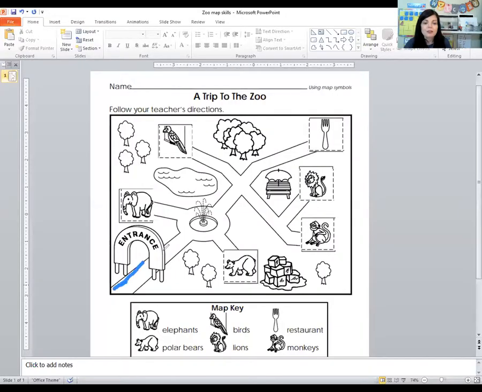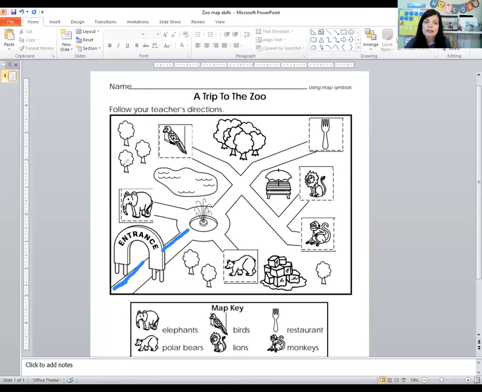Well, now let's do some map skills, okay? I'm going to share my map with you, and I want us to first go and see the elephant. So I'm going to go into the zoo. I'm going to go in through the gate, and then I'm going to go up to the fountain.